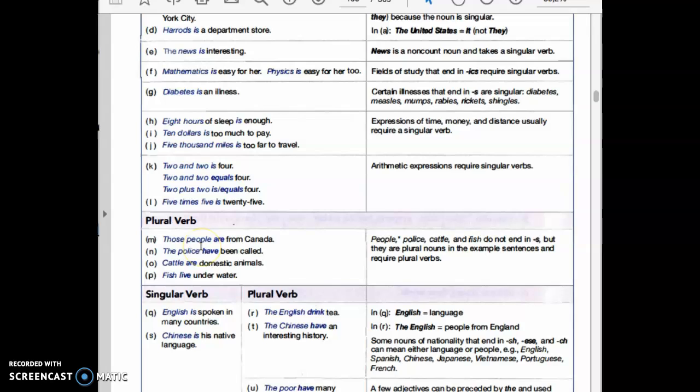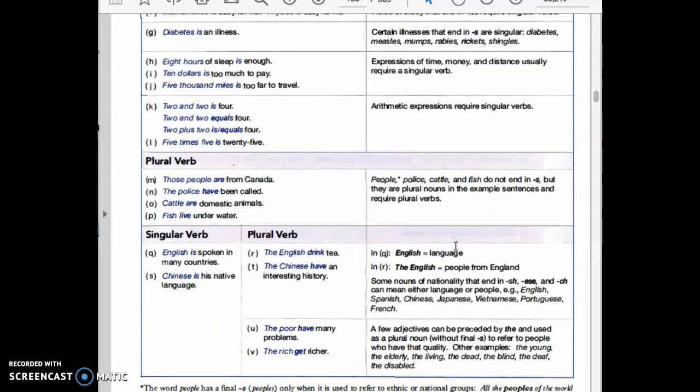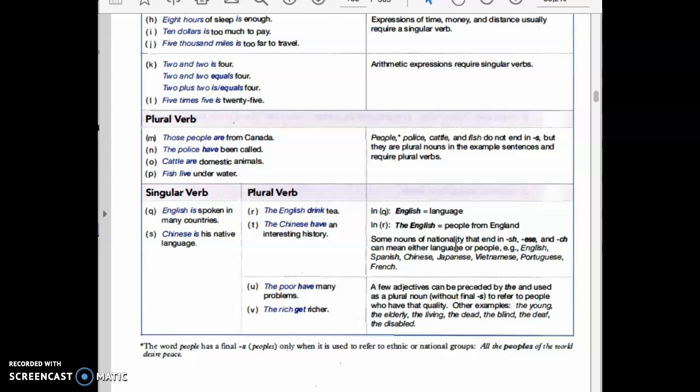Most important here, people is always plural. People are. Those people are from Canada. The police have, not has, the police have been called. Cattle are domestic animals, and fish live underwater. Fish is, let's say, 95% of the time singular. You can find sometimes fishes, you know, because you have different varieties of fish. But yeah, most of the time it's just singular. So what do they say? People, police, cattle, and fish do not end in S, but they are plural nouns in the example sentences and require plural verbs. Okay?